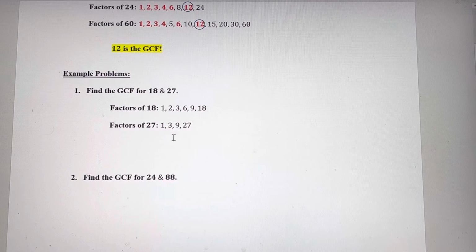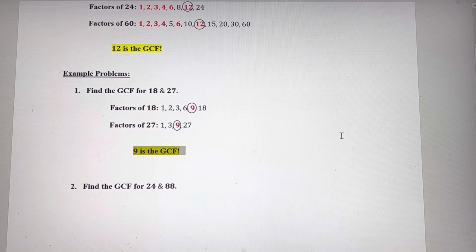So let's look here. They both have 1 in common, but 1 might be the GCF of some pairs of numbers, but it's not a useful number because if we divide those numbers by 1, nothing changes, okay? So we're never going to use the GCF of 1 to help us factor, okay? 3 they have in common, but it's not the largest one. 9 is the one they have in common, okay? So 9 is going to be our GCF, okay?